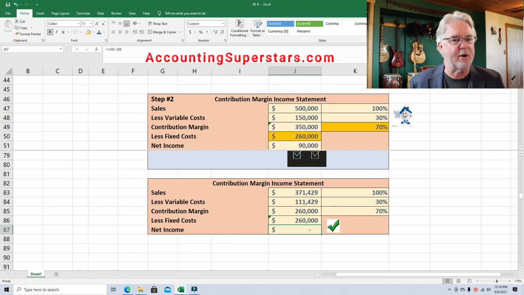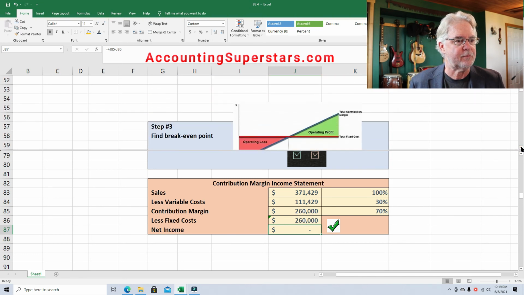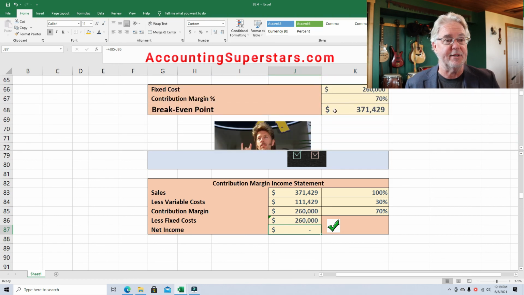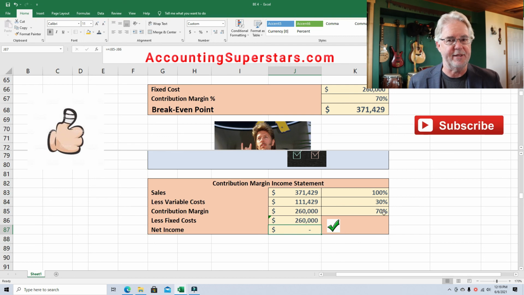So just to summarize here, folks, the break-even point is the point where you're not making a profit or a loss. And here's the formula right here: fixed costs divided by contribution margin, really easy. And we did that and we came up with 371,429. In other words, if the company sells sailboats for a value of $371,429, they will just break even. They won't have a loss, not a profit. And then what we did is we proved that it works, and there you go.